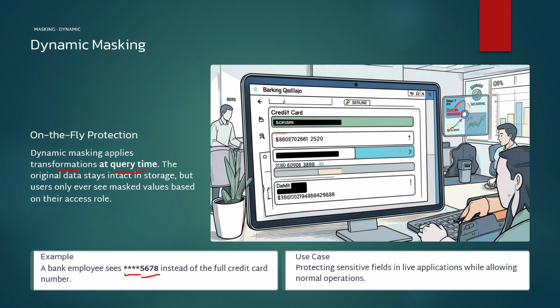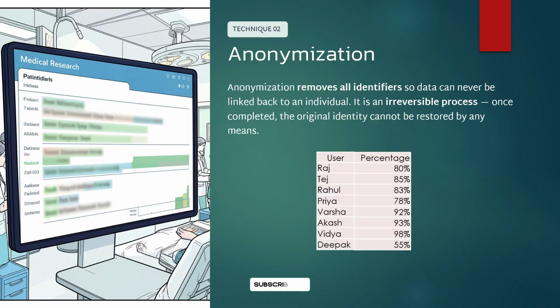So that is for protecting sensitive fields in a live application while allowing normal operations. Here this is the production data, the live details. In that case, that is called dynamic masking. So hope you understood static and dynamic masking. Let's go to the next one, and that is anonymization.